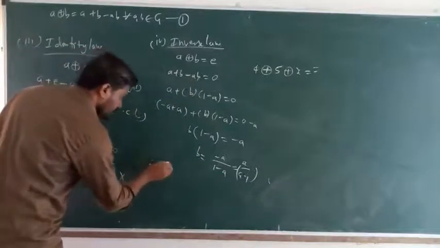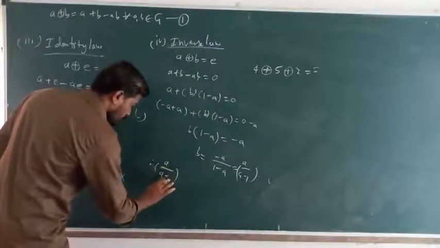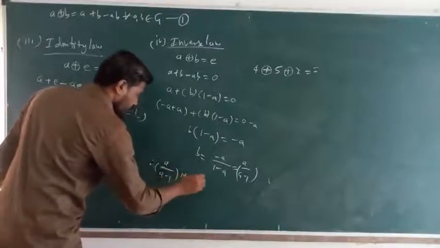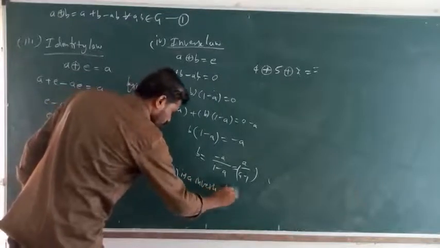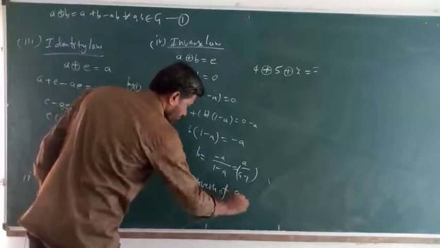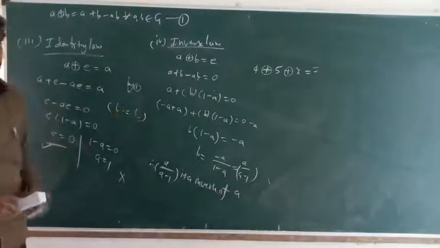Therefore, A by A minus 1 is the inverse of A. So closure, associative, identity, inverse is complete.